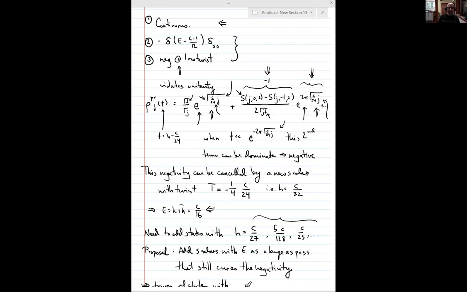It turns out that you can get away with adding a non-integer number of states for higher values of the energy. Let's not get into that right now. But yeah, it turns out that you can get away with adding less than one of these states if you wanted to. I don't have a great physical interpretation for that. But you don't need to. You never need to add 2 states of the same h.